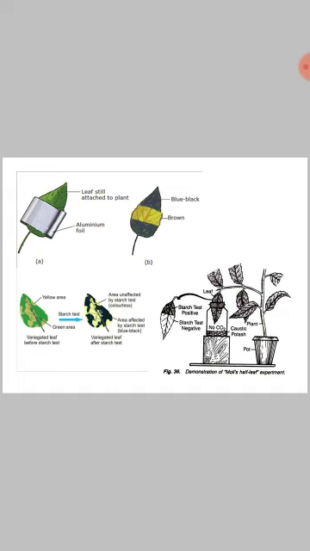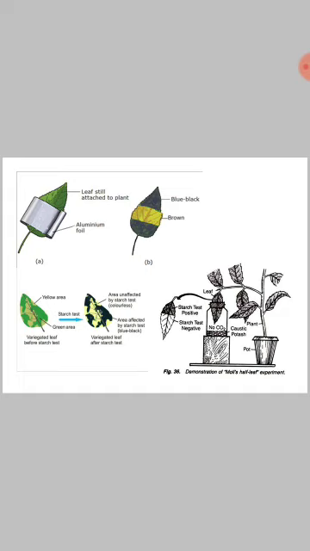Now we go to the next experiment, the half leaf experiment. Here a half portion of a leaf of a plant is put in a jar which contains caustic potash. What is the function of caustic potash? Caustic potash absorbs carbon dioxide. So caustic potash can absorb the carbon dioxide.